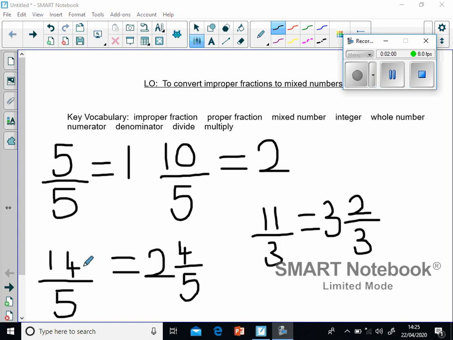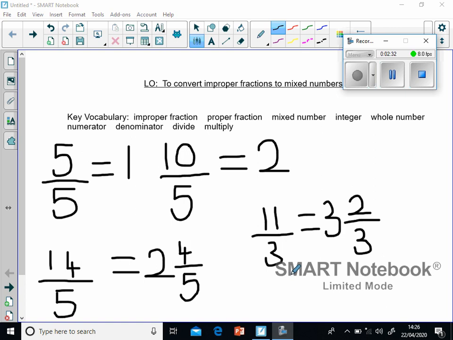5 divided into 14 is 2 because 2 5s are 10. There are 4 left over, so the 4 goes on top and becomes your numerator. And the denominator always stays the same. Don't need to do anything to the denominator. Here, 3 divided into 11 is 3 because 3 times 3 is 9. And there are 2 left over. You put your 2 at the top, and then you have 3 as your denominator because 3 stays the same.